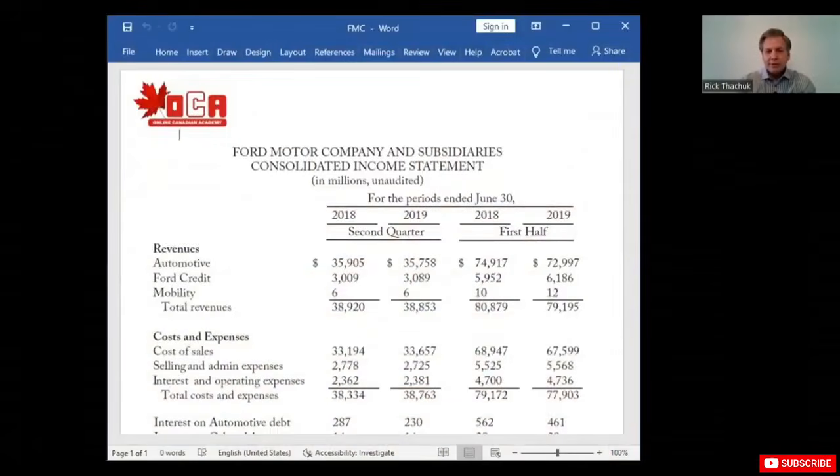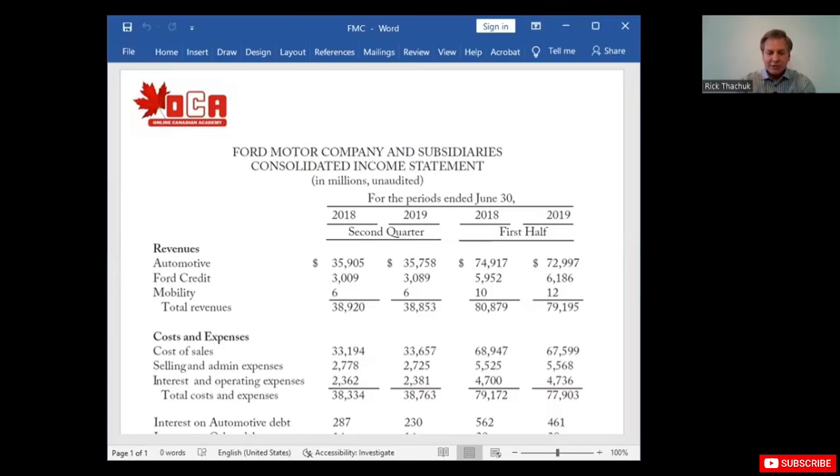Now, the financial values that we will be studying and presenting are real. They come from a real financial statement from a real company. That company is Ford Motor Company, and I'm sure you know it. They produce cars and trucks. With that in mind, let's jump into it. This is the income statement of Ford Motor Company and subsidiaries.